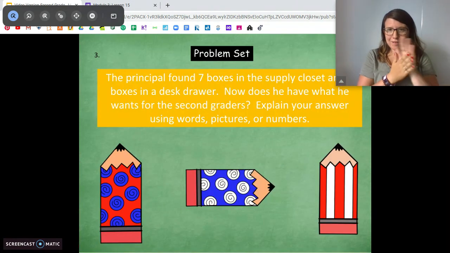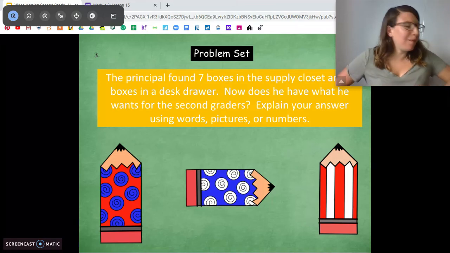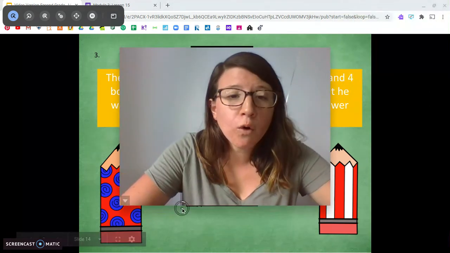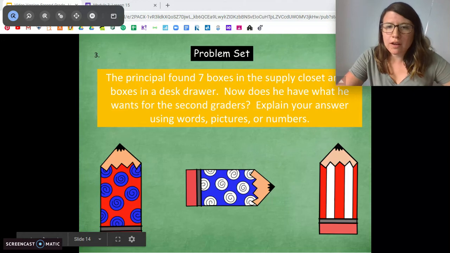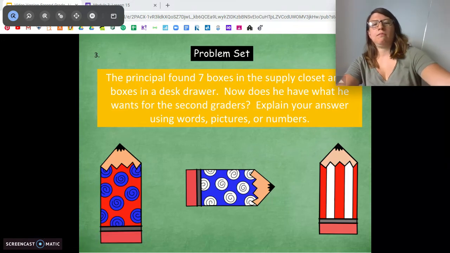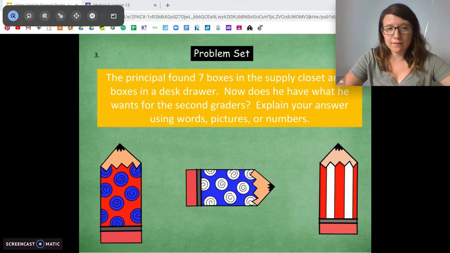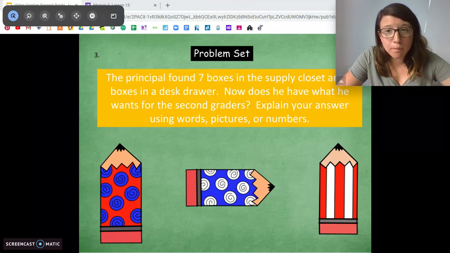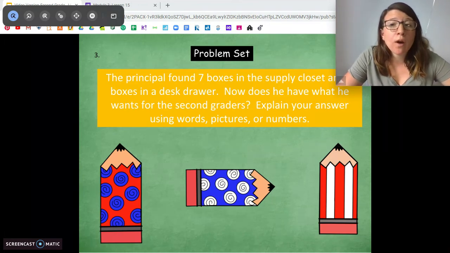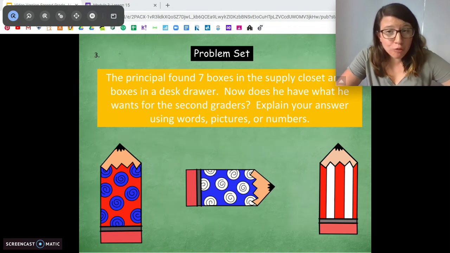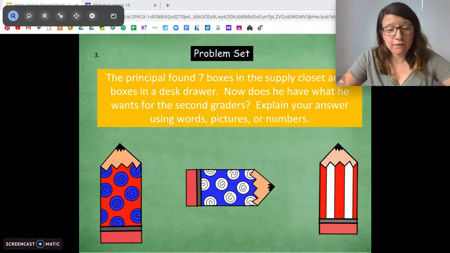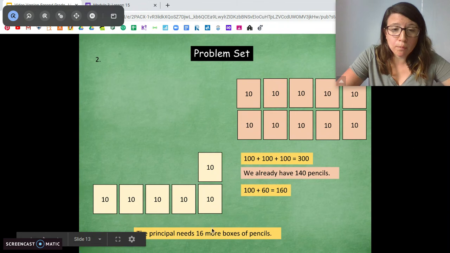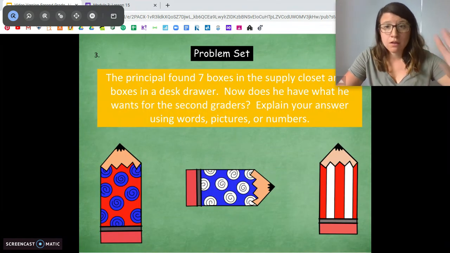All right, let's do one more. Ready? The principal found 7 boxes in the supply closet and 4 boxes in a desk drawer. Now does he have what he wants for the second graders? So he found 7 boxes in the supply closet and 4 boxes in a desk drawer. Does he have what he wants for the second graders? He wanted 300. We figured out in the last problem that he needs this many more boxes of pencils. Does he have that? Pause.